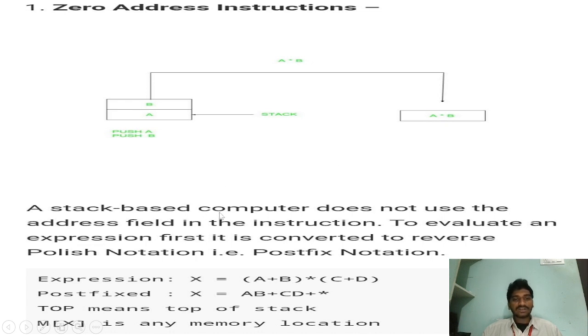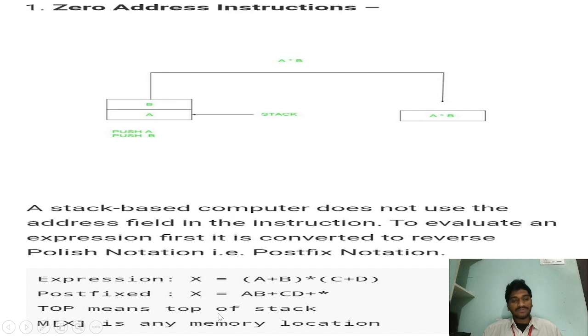A stack-based computer does not use the address field in the instruction. To evaluate an expression, first it is converted to reverse Polish notation, that is, postfix notation. For example, the expression could be X = (A + B) * (C + D). Then the postfix expression will be X = AB+ CD+ *.